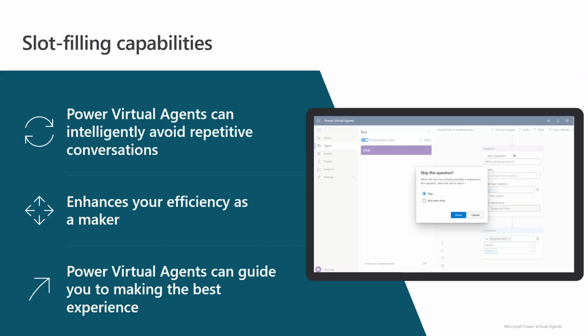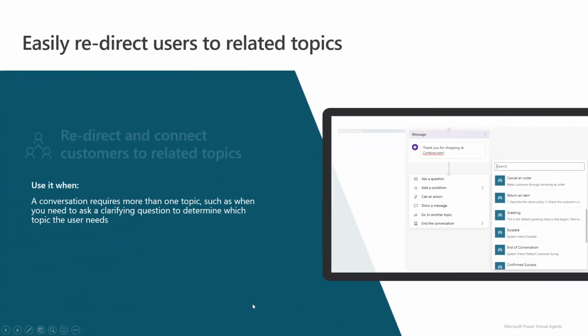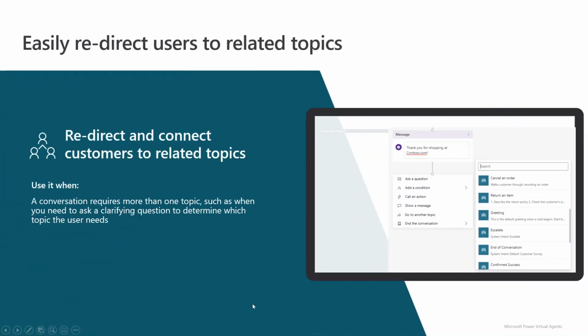Slots are gaps in sentences that your bot's going to be saying to the user, and you can fill in those slots with variables, and those variables can refer to entities. And there's a lot of intelligence baked into Power Virtual Agents that can help you leverage slots.